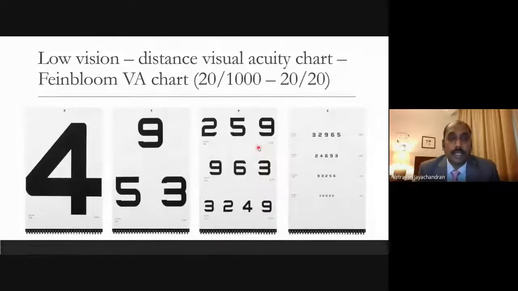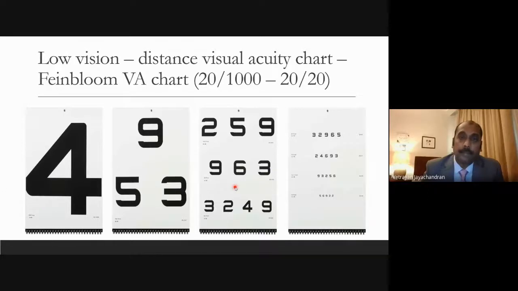For the low vision categories, we have the Feinbloom visual acuity chart, because this chart measures visual acuity ranging from 20 by 1000 to 20 by 20 for normal. You can see the big letter. If the person can see only this kind of big letter, it will come under 20 by 1000, and you have various letter denominations with different sizes. If the person can read the small one, it is normal, and if only the larger ones, it is low vision. So we can use this chart for a person with low vision.